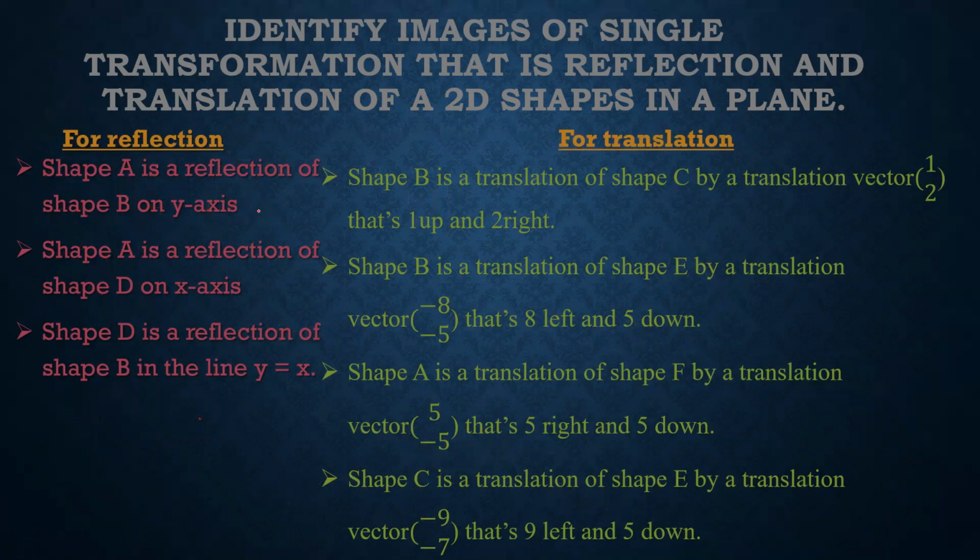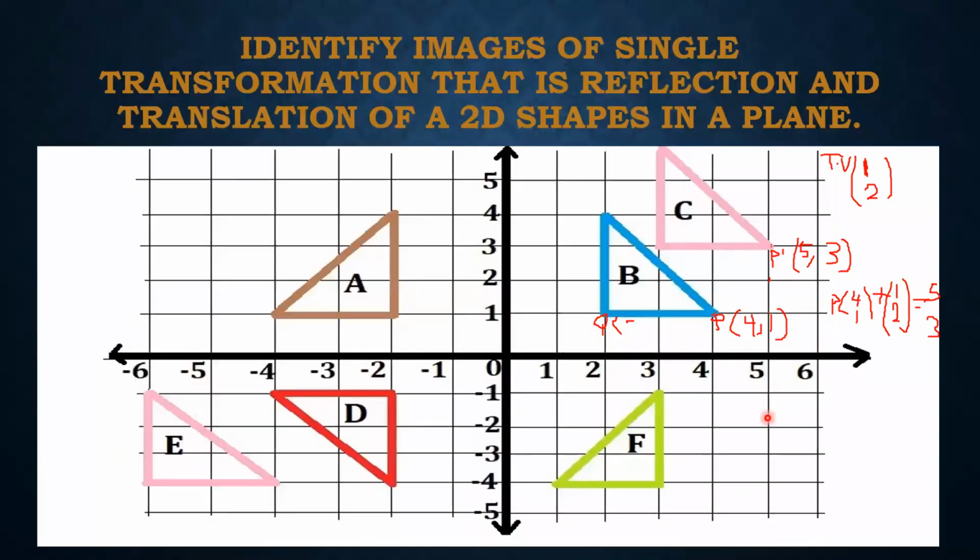Good. We also realize that for the reflection, shape A was a reflection of what? The shape B on y-axis, and shape B is a reflection of shape D on x-axis. Shape D is a reflection of what? Shape B in the line y is equal to x. For the translation, we also conclude that the shape B is a translation of shape C by a translation vector, which is 1 and 2, and that is 1 up, 2 right. So we did those calculations, and that is all. So that was what we were able to also estimate for that. Are you okay? Good.